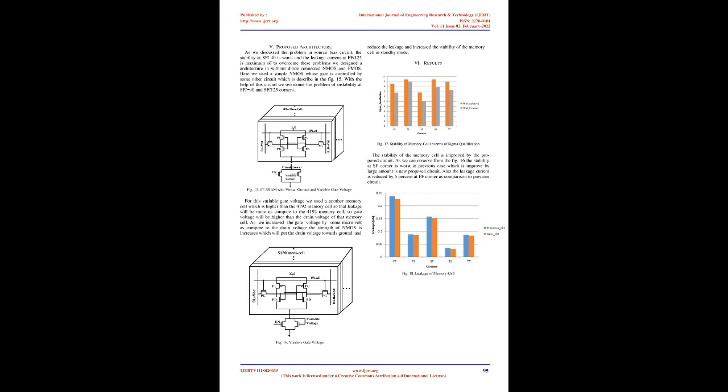Fig 15. 6T-SRAM with virtual ground and variable gate voltage. For this variable gate voltage we used another memory cell which is higher than the 4192 memory cell, so that leakage will be more as compared to the 4192 memory cell, so the gate voltage will be higher than the drain voltage of that memory cell. As we increase the gate voltage by some microvolts as compared to the drain voltage, the strength of the NMOS increases, which will put the drain voltage towards the ground end. Fig 16. Variable gate voltage.